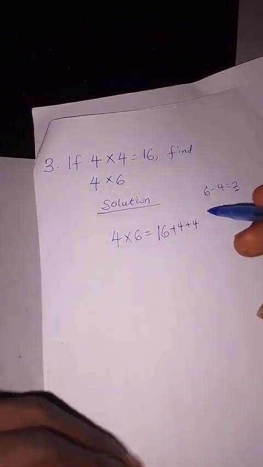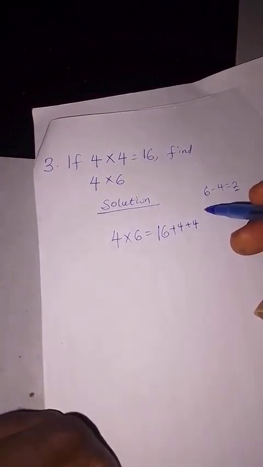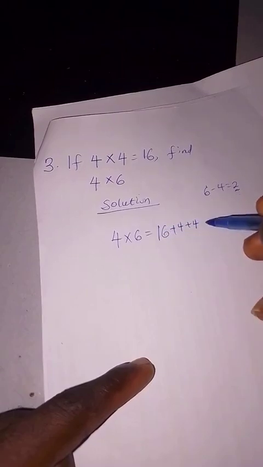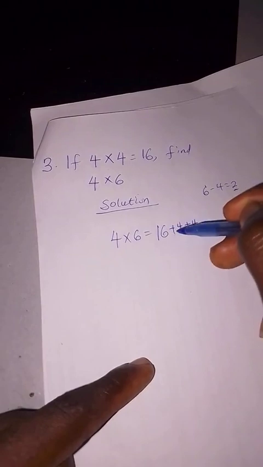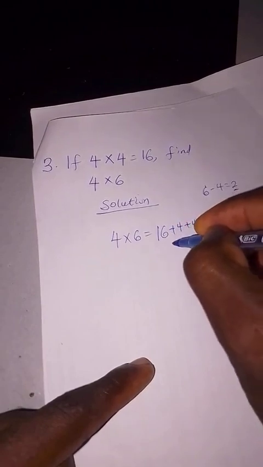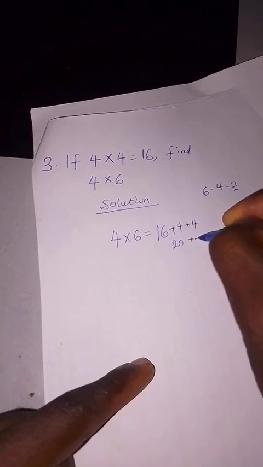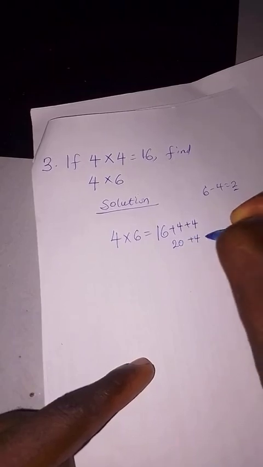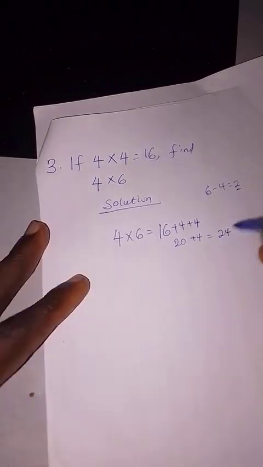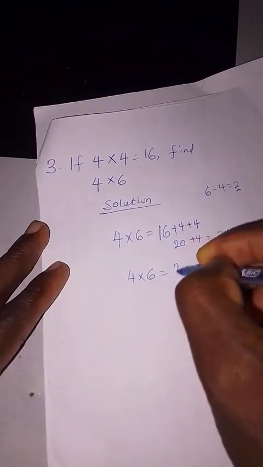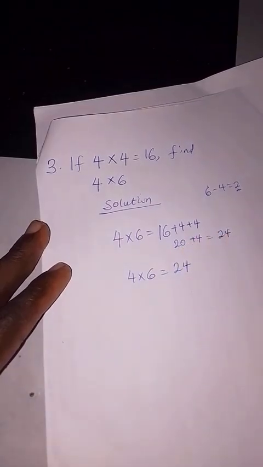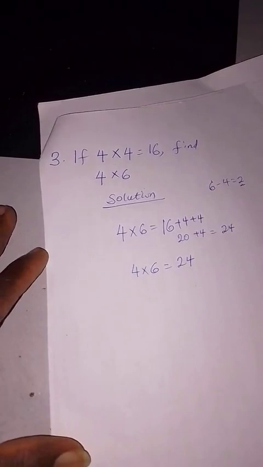Alright. And we have to represent our answer step by step. So please don't just add the numbers and write the answer. Take it one at a time. So 16 plus 4 gives 20. So you get 20 plus 4. And 20 plus 4 is equal to 24. Therefore, 4 times 6 equals 24. Please, I hope you understand what you're doing.